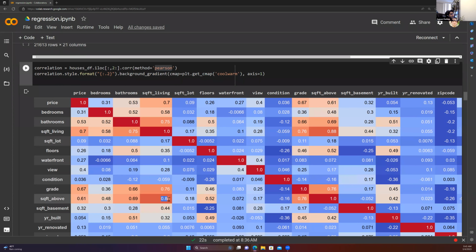You can see another strong correlation here. What is that? This is square feet above versus square feet living. If you have a 2-story or 3-story house, and the top levels are bigger, then of course the total living area would be bigger too. That's why there's a higher correlation between these two.